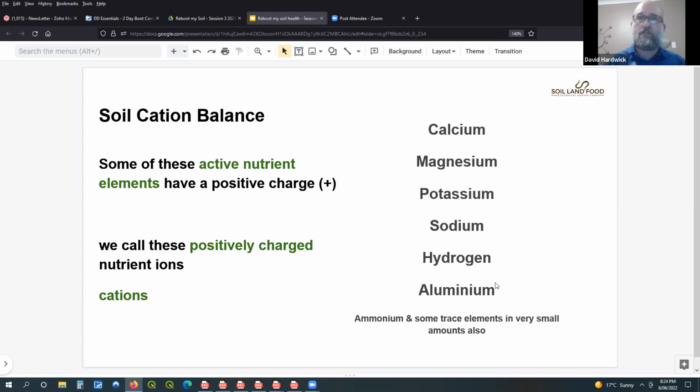So if I get certain things dominating that colloid, it can disrupt my soil function. So what we're looking at now is what's called the soil cation balance. It's sometimes called base saturation. That's just another whole bit of jargon that's used for it.